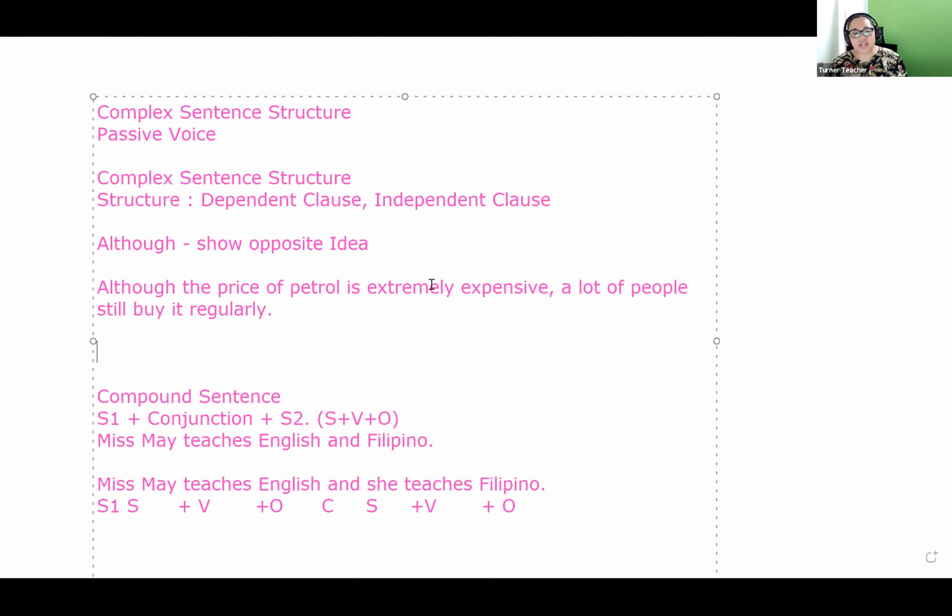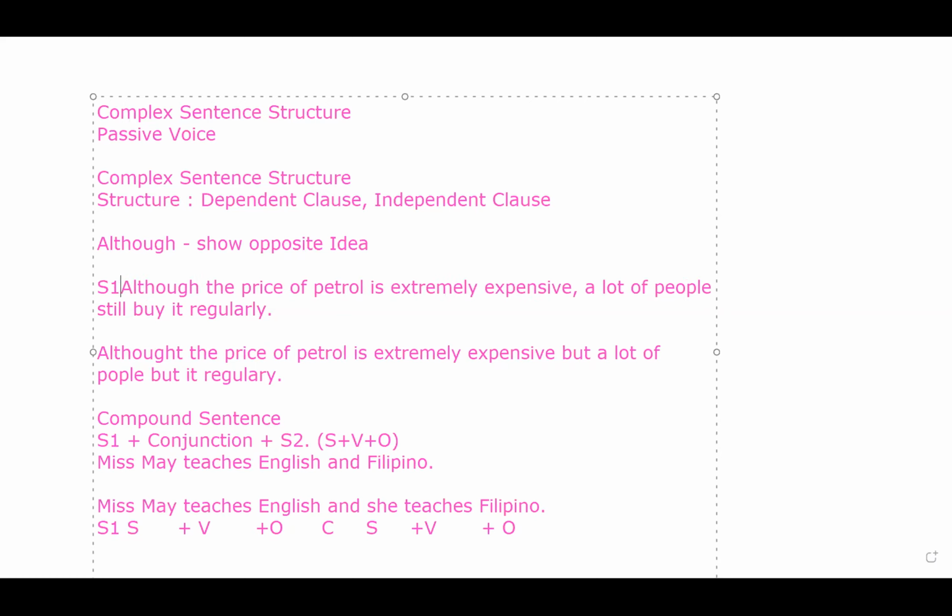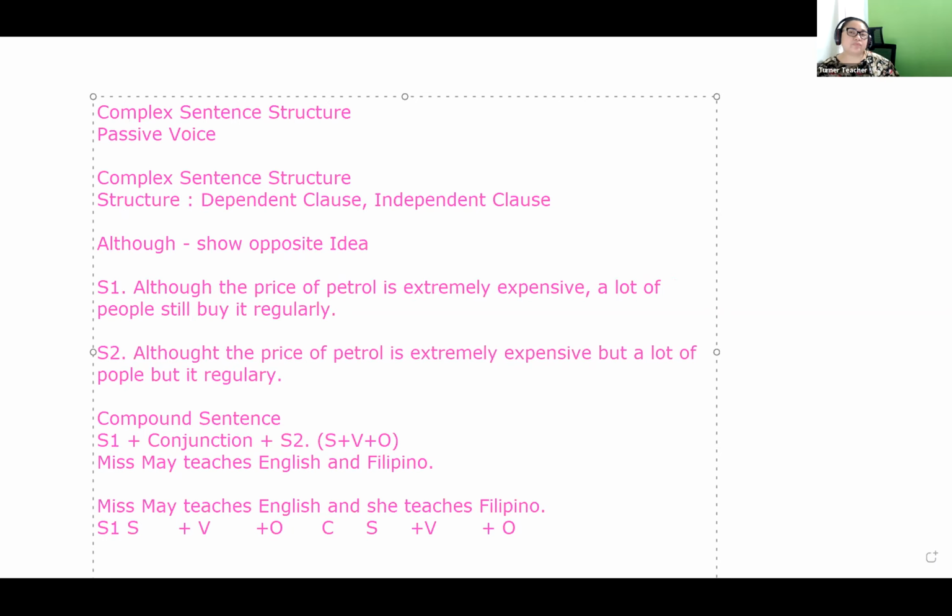Now, some students would say, "Although the price of petrol is extremely expensive, but a lot of people buy it regularly." What is wrong with sentence number 2? This is a compound sentence. Anything else? Because it needs a comma.